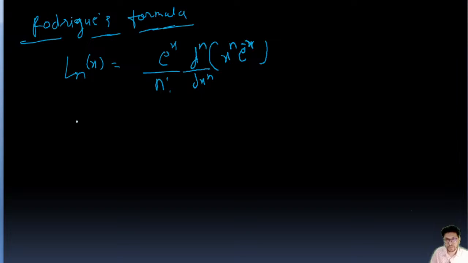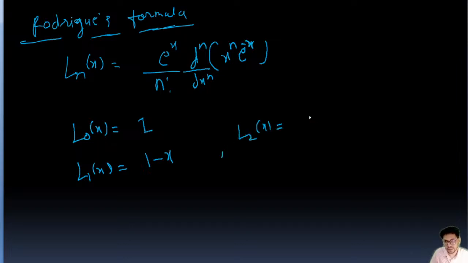So from here we can get the value of L0x, that value is 1, important thing, and L1x is 1 minus x. And the value of L2x is going to be x square by 2 minus 2x plus 1. Okay, so these are the formulas.